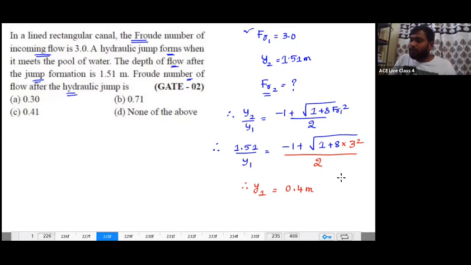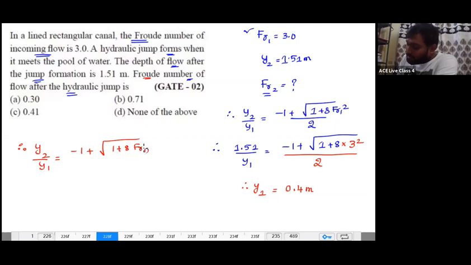But I am asking you the Froude number after the jump, right? Sir, why are you solving this one? Because if I want to find out FR2, I require at least velocity or discharge, right? Yes. So now once I know Y1, I use this relation.